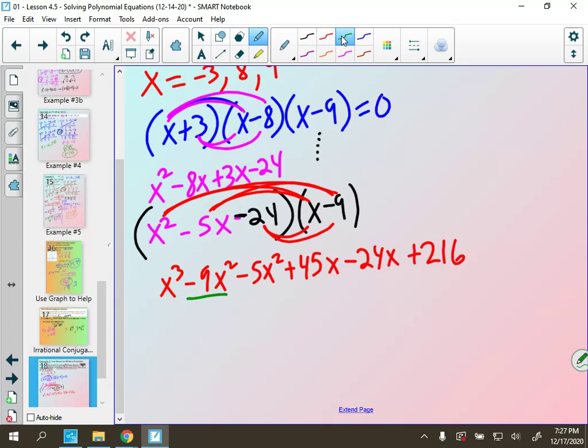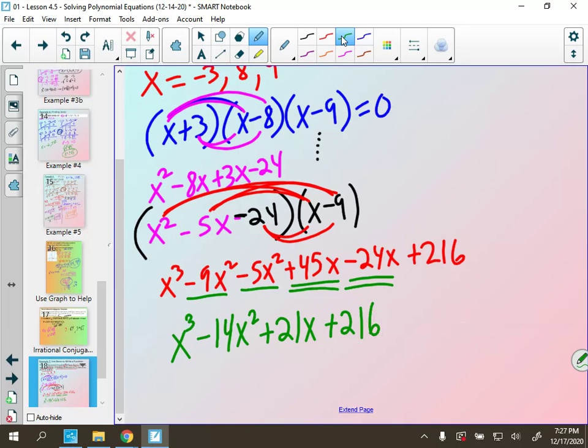Last but not least, combine all this stuff. So we've got, in the end, x to the 3rd minus 14x squared, plus 45x. Again, just double checking. 45 minus 24 is 21x, and then we've got this positive 216 hanging out at the end.